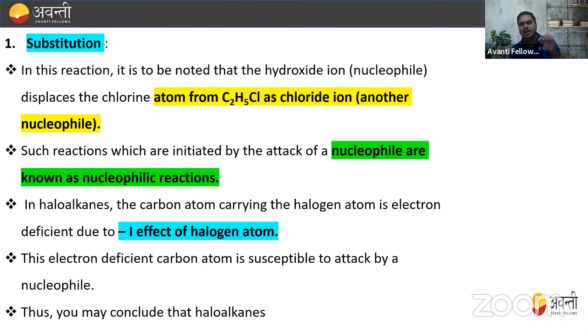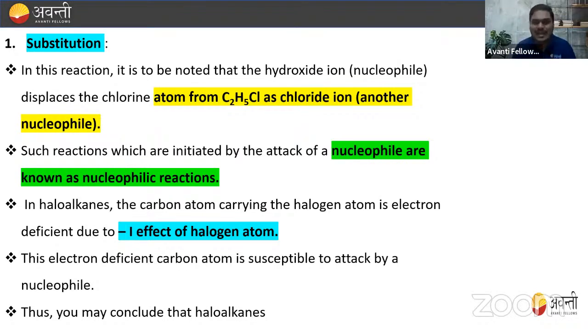So in the previous reaction, which acts as a nucleophile, beta? That is OH negative, the hydroxide ion, which acts as a nucleophile, and displaces the chlorine atom from C2H5Cl as a chloride ion, or we say another nucleophile, right? Such reactions which are initiated by the attack of a nucleophile are called nucleophilic reactions. So always remember at this point beta, जो भी reaction initiate होते हैं by the attack of nucleophile are known as nucleophilic reactions. Always remember this point. So basically haloalkane और haloarene जो होते हैं ना, they generally undergo nucleophilic substitution reactions.